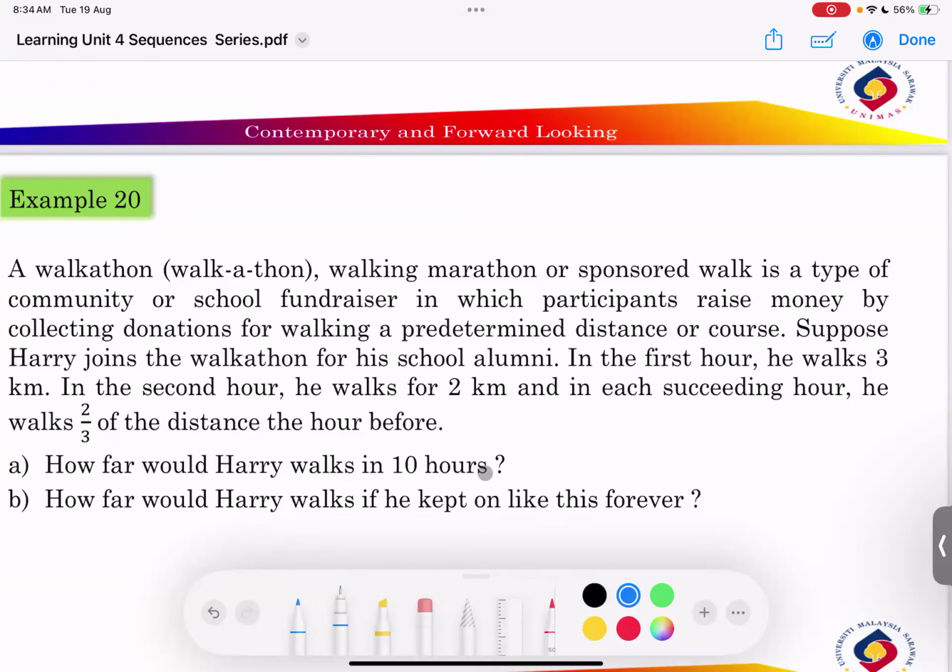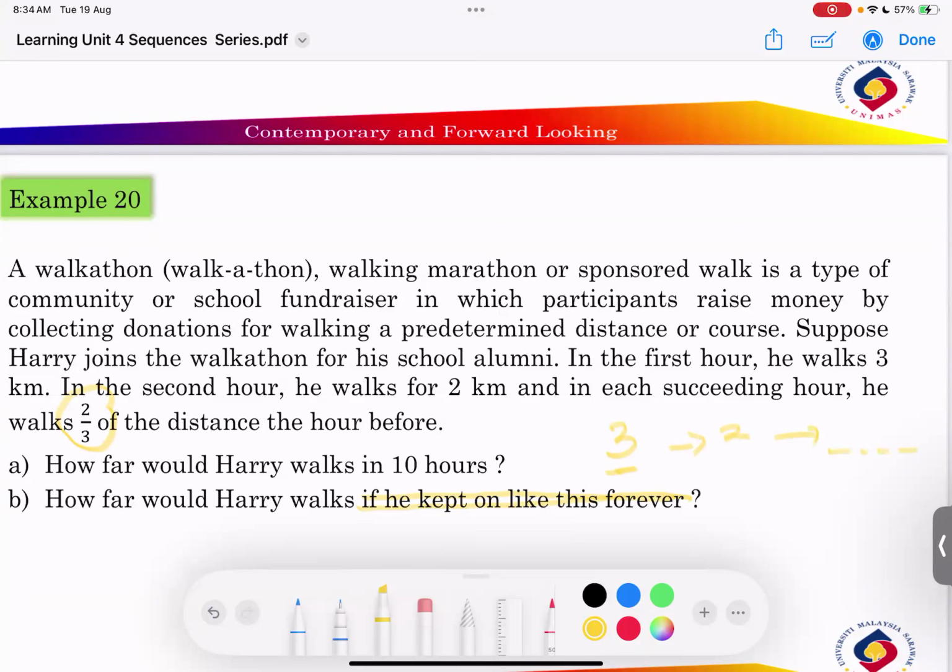Okay, 10 hours cannot, how far? So you can look into there are 3 hours and then 2 hours and getting less and less and less. So within 10 hours, how far he can walk? How far would Harry walk if he keeps on like this forever? What do they mean by keep on this forever? It means that you can see from 3 become 2 is actually 2/3 of up here, and then getting less and less and less.